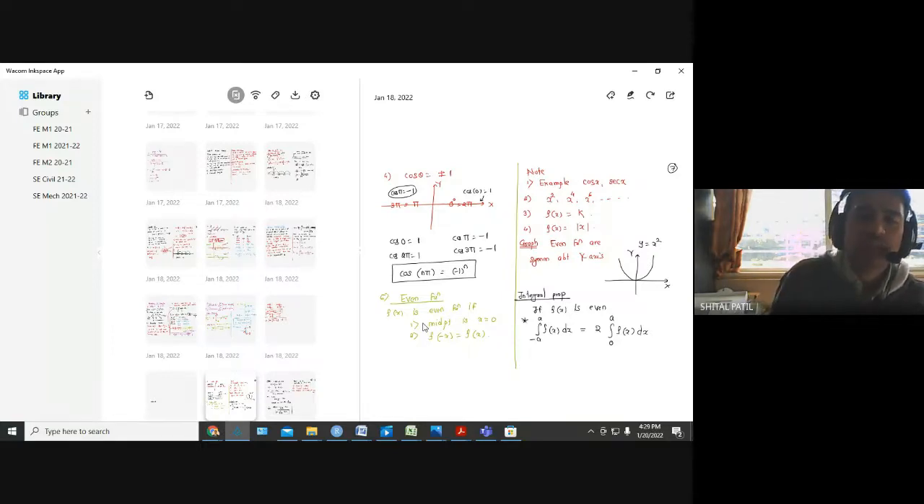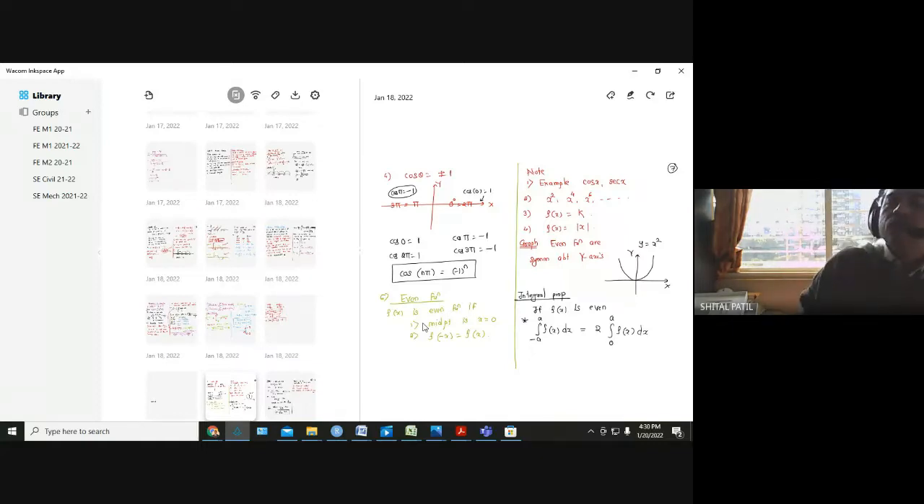So f of x is said to be an even function if, first condition, the midpoint of the interval where the function is defined should be x equal to 0, and f of minus x equals f of x, right? Examples were cos x, sec x, then even power terms, x square, x raised to 4, x raised to 6. Then a constant number, when we consider a constant number as a function, it is an even function. And then mod of x, these are the even functions.